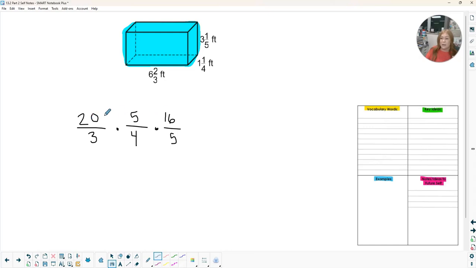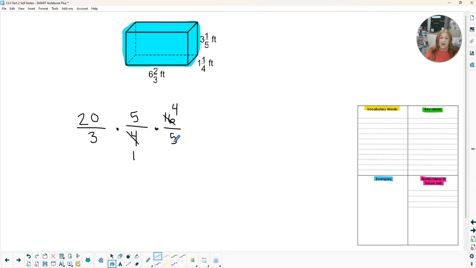I know 20 is bigger, but 16 is kind of a harder number. I know how to count by 20s: 20, 40, 60. I have to think a little bit more about my 16. So I'm actually going to go the 4 and the 16 this time. So their GCF is 4. 4 divided by 4 is 1. 16 divided by 4 is 4.